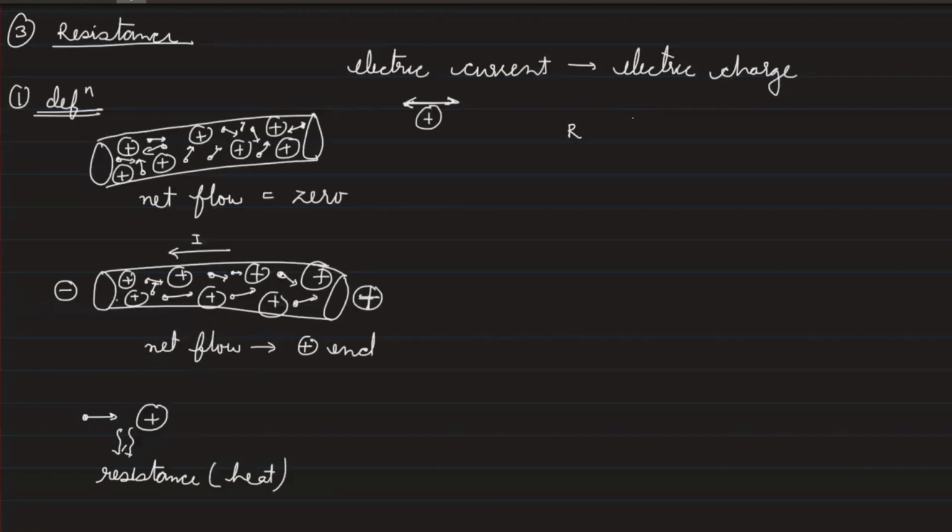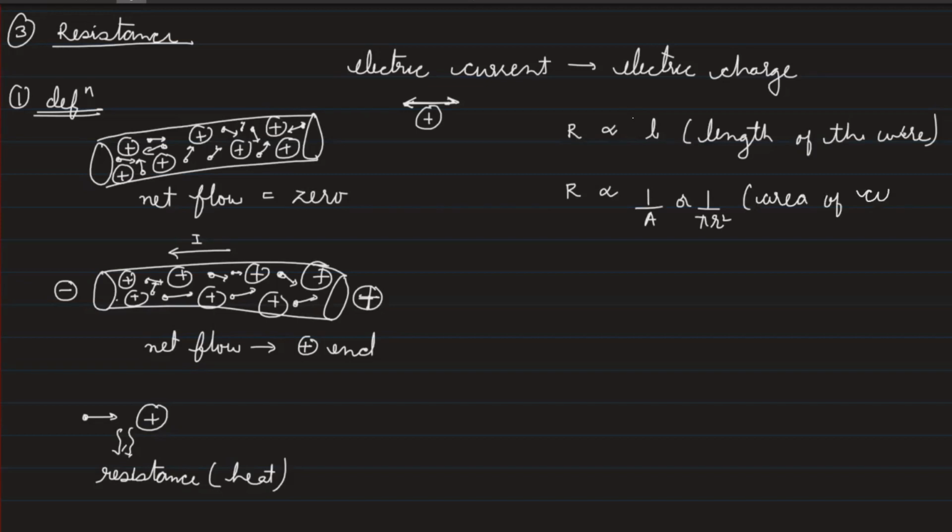Now this resistance depends on the length of the wire. So that means the longer the wire, the more will be the number of collisions, and thus more will be the resistance. This resistance is inversely proportional to the area of cross section. We can write that as pi r square as well. So area of cross section, or we can just say thickness of the wire. That means if the wire is thicker, it will offer less resistance, and if the wire is thinner, it will offer more resistance.